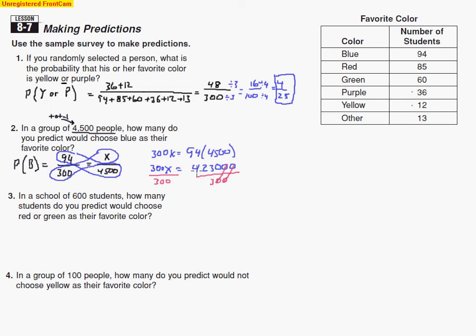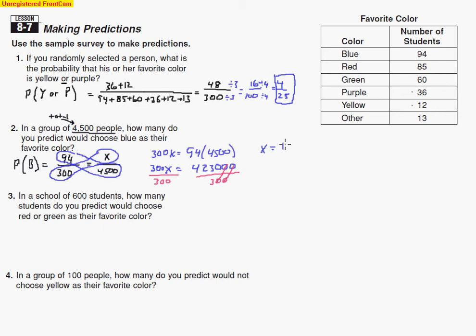Does 3 go in there? Add the digits. 4 plus 2 makes 6, plus 3 makes 9. Yes, so it does go in there evenly. So let's figure out how many times. 3 goes into that 4 one time, so I know there's a 1 there, and 1 is left over, so 12.